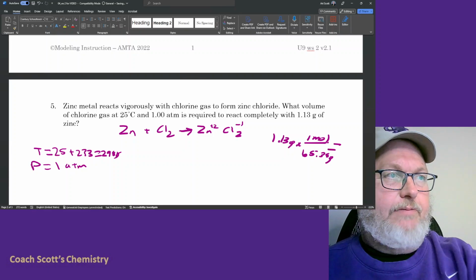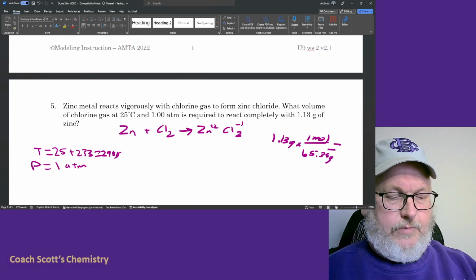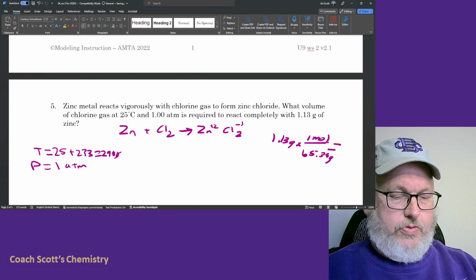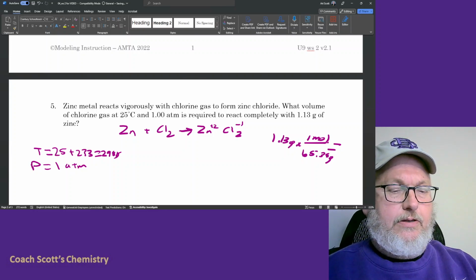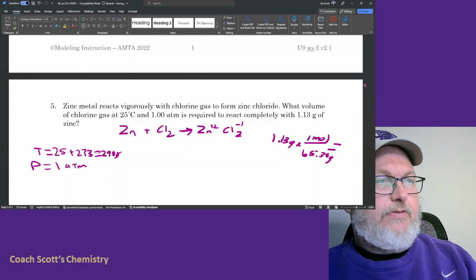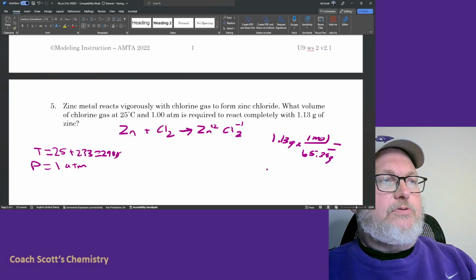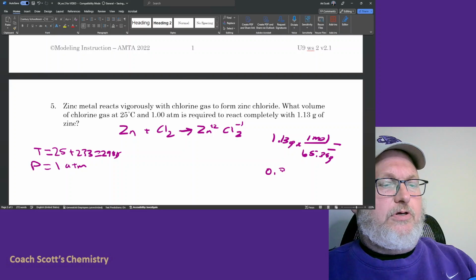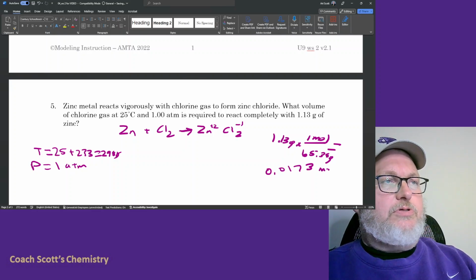Let's see how many moles we've got. 1.13 divided by 65.38. So I've got 0.0173. Let's write that down. 0.0173 moles of zinc.